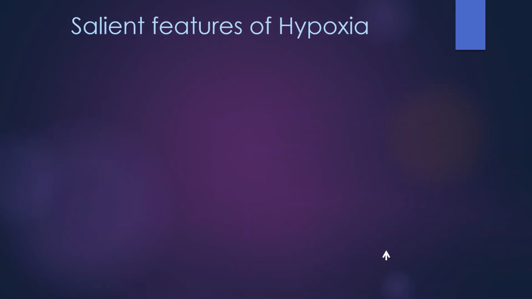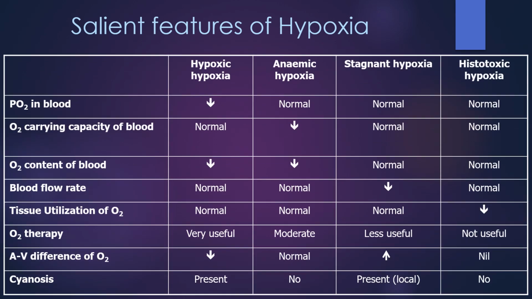Salient features of hypoxia, as mentioned, of all the types of hypoxia. In hypoxic hypoxia, you can see in the arterial blood the oxygen tension is decreased and oxygen content is decreased, so the difference between arterial and venous oxygen content is also decreased. In anemic hypoxia, the oxygen carrying capacity is decreased and the oxygen content of the blood is decreased. Here there will not be any cyanosis, but in hypoxic hypoxia, there will be cyanosis.